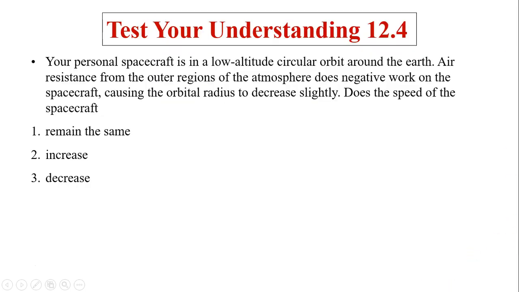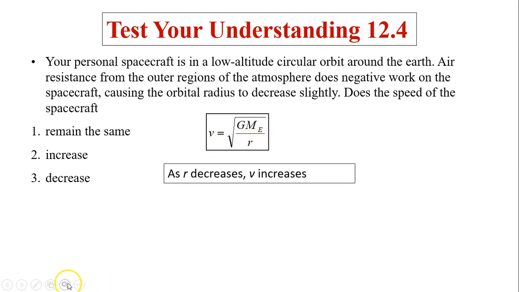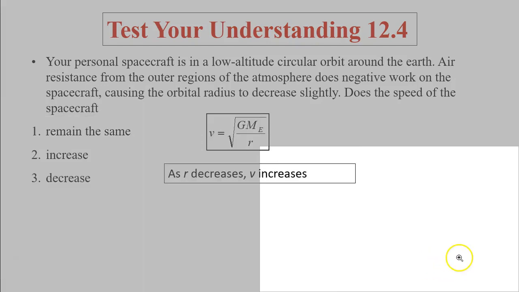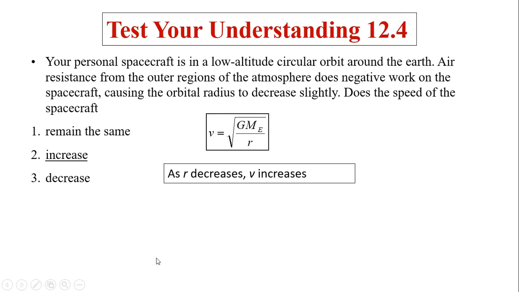Test your understanding. Your personal spacecraft is in a low altitude circular orbit around Earth. Air resistance from the outer region of the atmosphere does negative work on the spacecraft, causing the orbital radius to decrease slightly. Does the speed of the craft remain the same, increase, or decrease? Let's take a look. v equals square root of GM_E over R. As R decreases, v actually increases. So the answer is increasing.